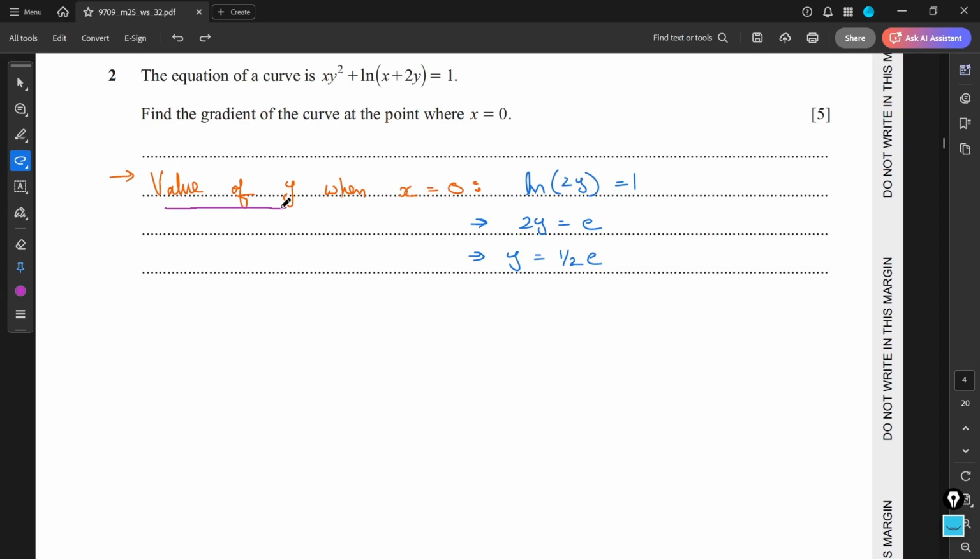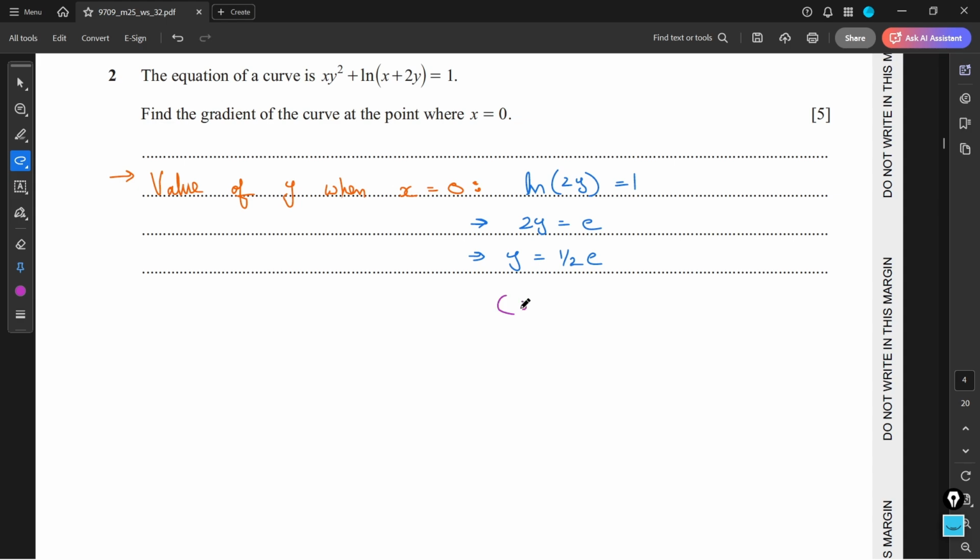To start with, I have figured out the value of y when x is equal to 0 by simply putting this x and this x over here as 0. I'll be left with ln of 2y is equal to 1, and then to remove this ln, I'm going to introduce e on both sides as the base, so that I have e to the power of ln 2y, which equals 2y, and then e to the power of 1, which equals e. And that is how I get the y coordinate as half e when x is equal to 0.